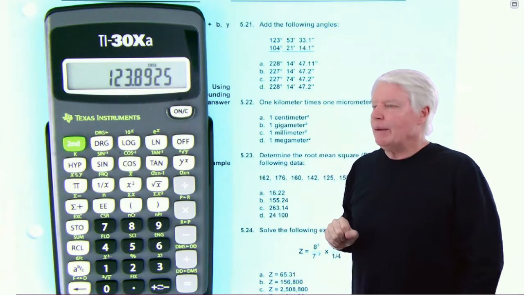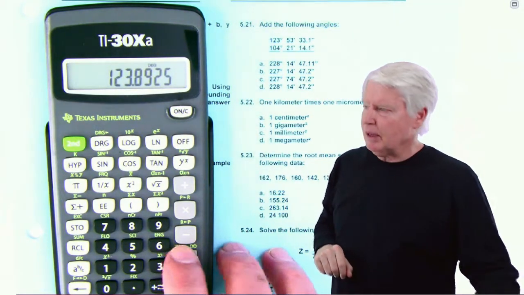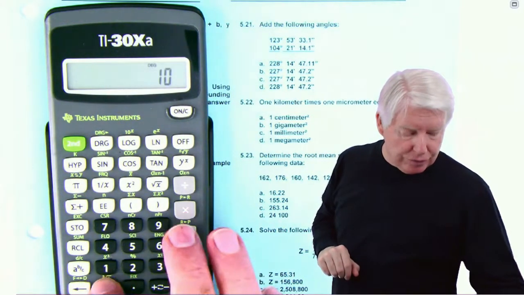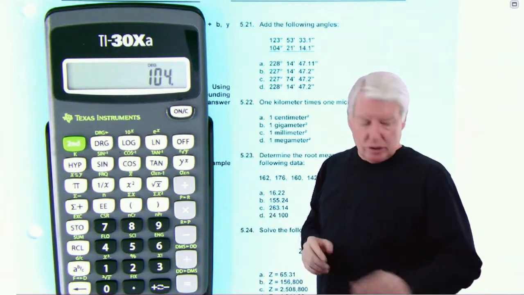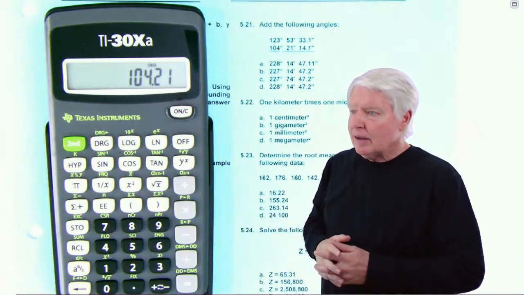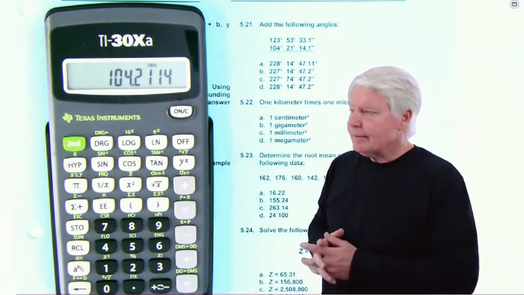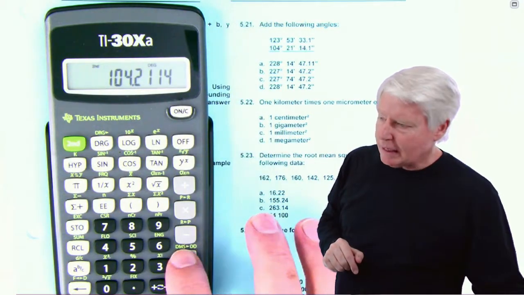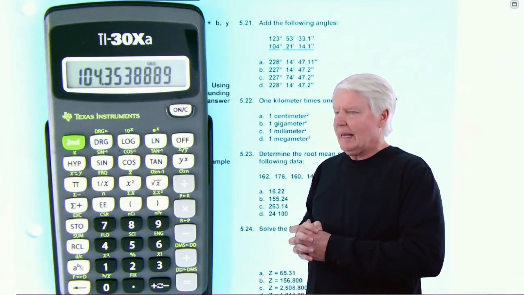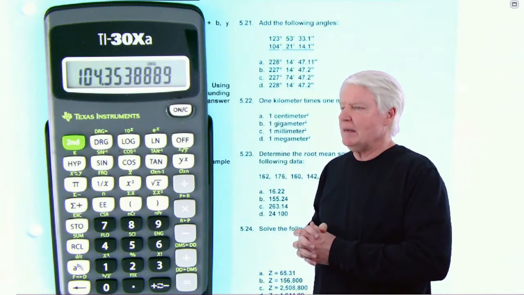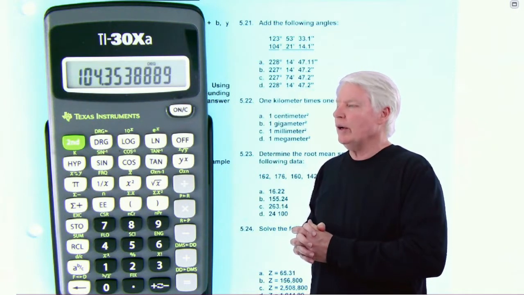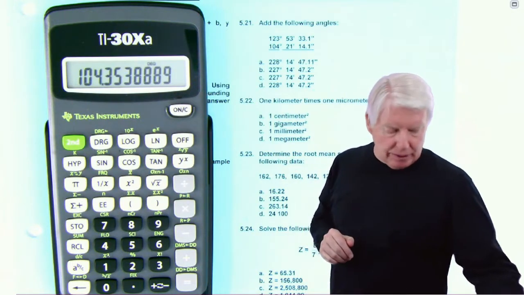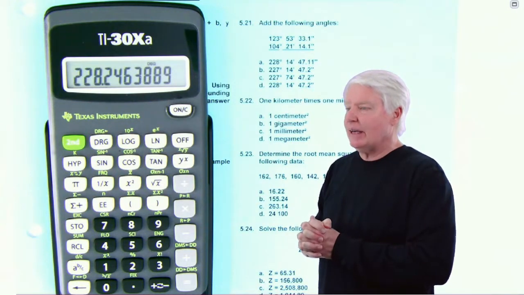All right. Now that we have that one, I'm going to hit the plus sign, because we're going to be adding these together. Then I'm going to enter 104.2114. There we go. Then I'm going to go second function, degrees, minutes, seconds to decimal degrees, and 104 degrees, 21 minutes, 14.1 seconds equals 104.3538889 degrees. Now I'm going to go equals, and that added the two together.